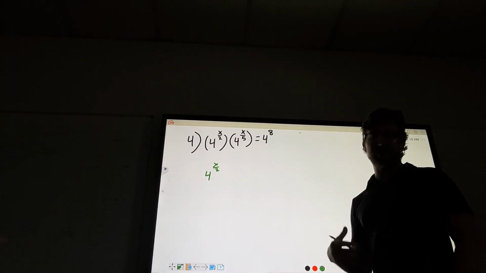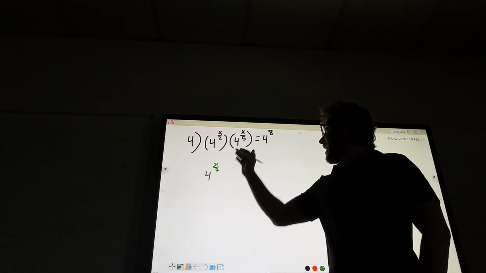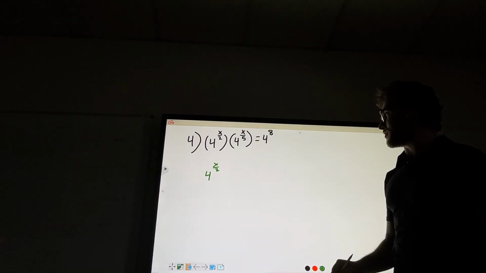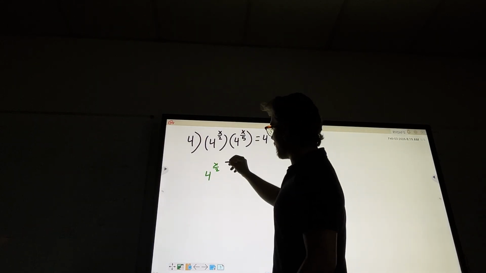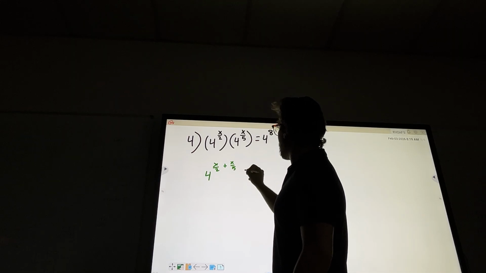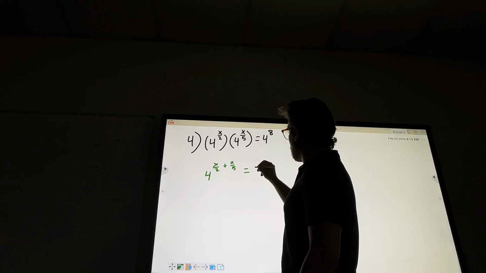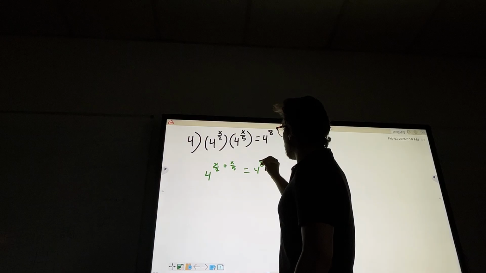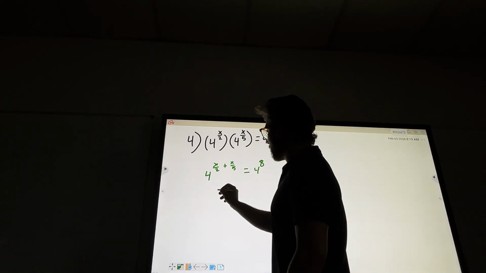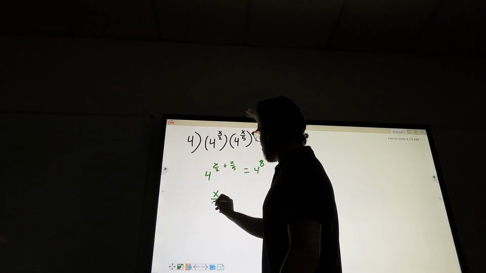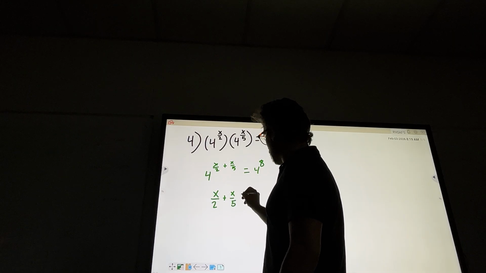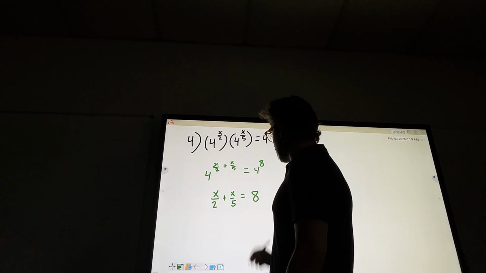When we have multiplication happening between the numbers, we are going to add our exponents. So we have x over 2 plus x over 5 equals 4 to the power of 8. We're able to get rid of those 4s because we are only dealing with the exponents. x over 2 plus x over 5 equals 8.